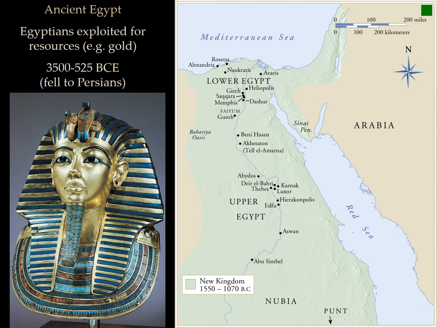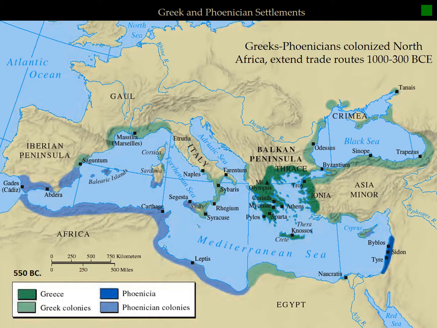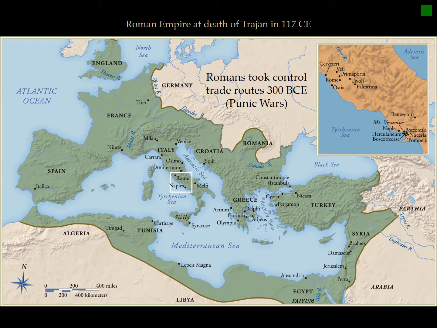The civilization of ancient Egypt that thrived between 3500 and 525 BCE, when it fell to the Persians, would exploit the regions, especially to the south in Nubia and in Sudan, for their natural resources, specifically their gold reserves. The Greeks and Phoenicians as well would colonize North Africa as seen here, especially with the cities of Carthage and Leptis, and would extend the trading routes between 1000 and 300 BCE, so that Africa became one of the main trading ports for the Mediterranean Sea.